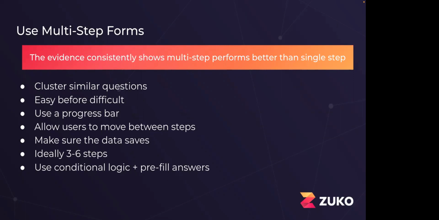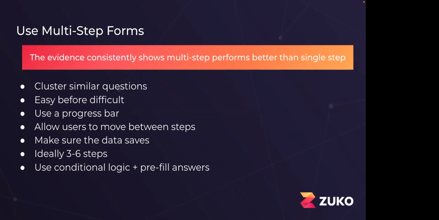So the first point is to cluster questions that are similar. So that's fairly obvious. So for instance, you might have your personal details, and then later on you'll go to financial details, and you'll go for delivery details or whatever it may be. And there typically are some natural chunks that you can do that with.